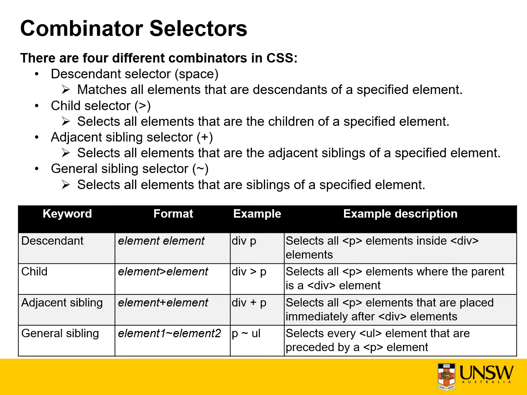The difference between descendant and child selectors is that descendant selector selects any tag that is directly or indirectly inside the specified tag. However, child selector only selects the tags that their parent tag is the specified tag. The adjacent sibling selector selects all the elements that are the adjacent siblings of a specific element. Please remember that sibling elements must have the same parent element. And finally, the general sibling selector selects all the elements that are siblings of a specific element.